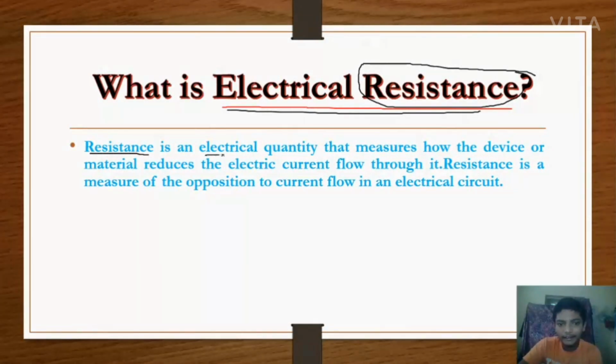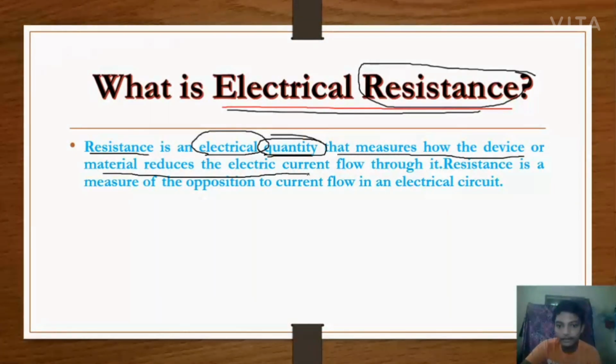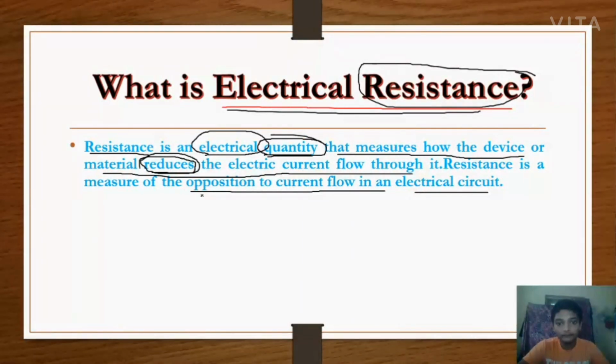Resistance is an electrical quantity, a very important term. In the case of a resistor, you will read electrical component, but resistance is the electrical quantity. There is a slight difference. It measures how a device or a material reduces the current flow through it. Resistance is the measure of opposition to the current flow in an electrical circuit.